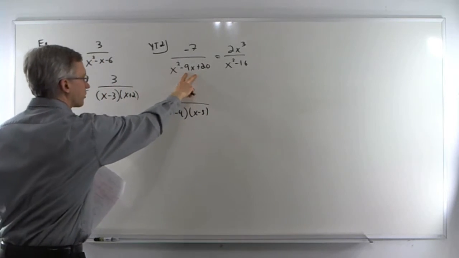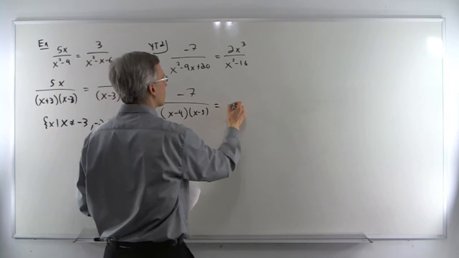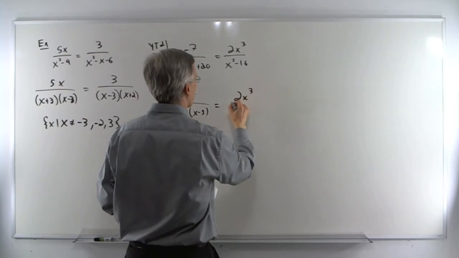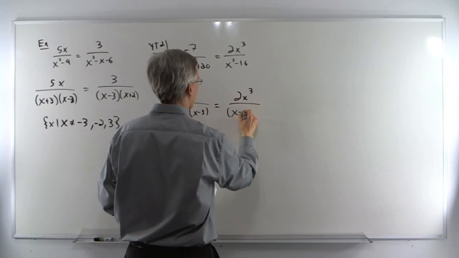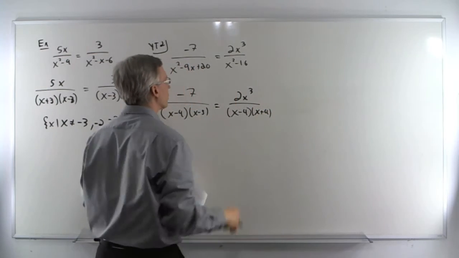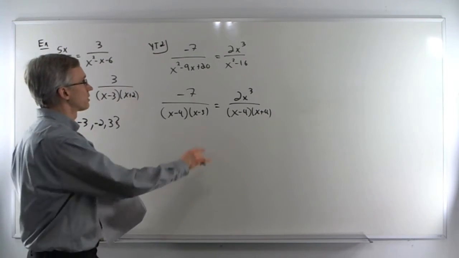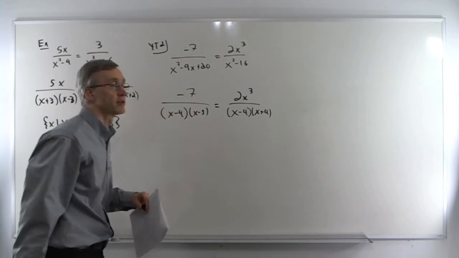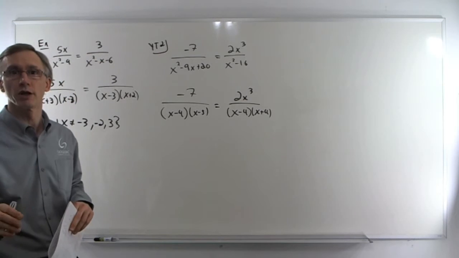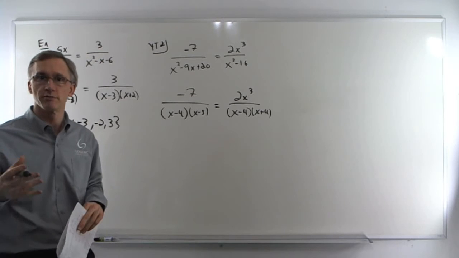So this quadratic is going to factor into x minus 4, x minus 5. And here we have another difference of squares, x minus 4, x plus 4. Keep in mind that the numerator is totally irrelevant to finding the domain. Just ignore it. We're only concerned with the denominators because we only exclude division by 0.